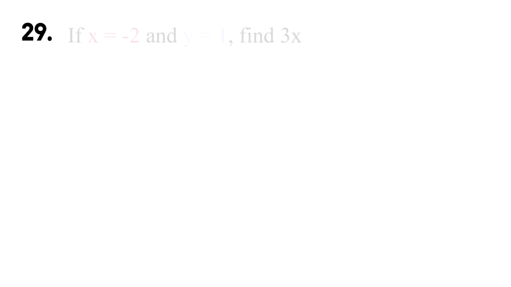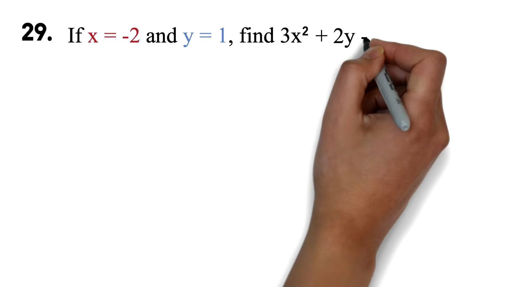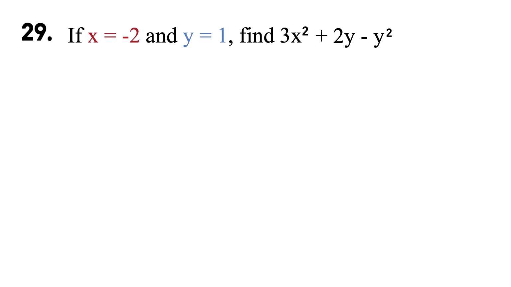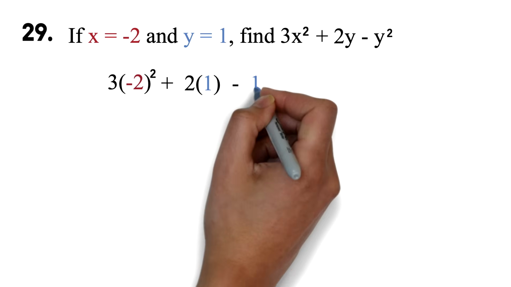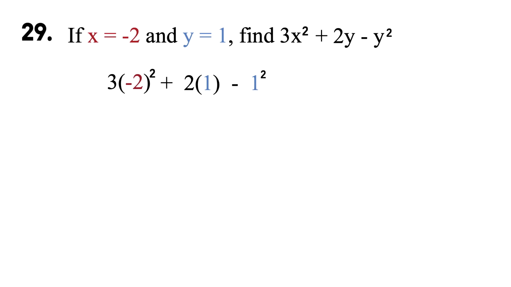Question 29. If x equals -2 and y equals 1, find 3x squared plus 2y minus y squared. Here, you are just supposed to put the x and y values given into the expression. The trick here is testing your ability to find the exponent of negative numbers correctly. So we have 3 times (-2) squared plus 2 times 1 minus 1 squared. I just replaced the x with -2 and the y with 1. Please note that I use parentheses for the -2. This is to make sure I square the negative also, not just the 2.